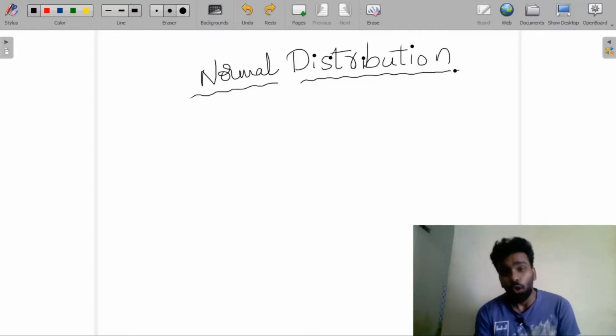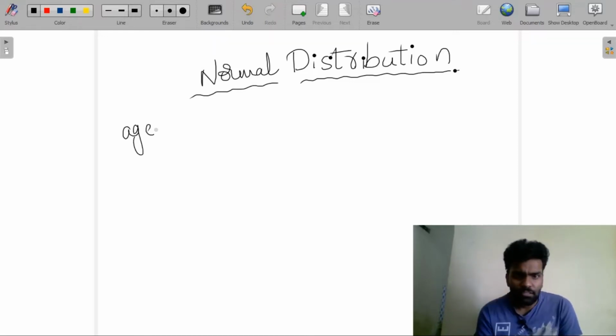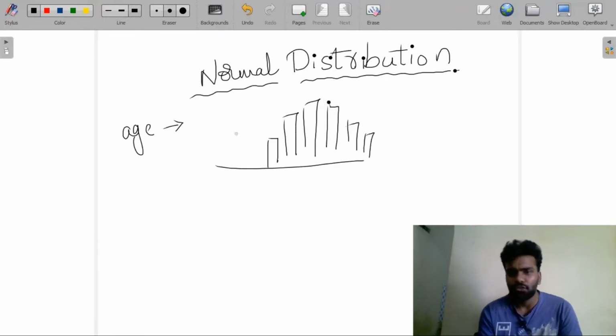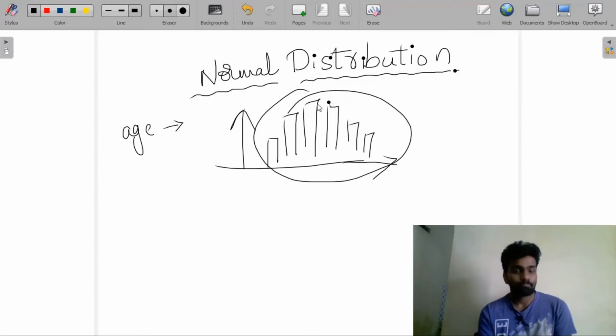So what is normal distribution, right? What is meant by distribution first? Distribution means it's a kind of plotting the data, right? For example, let's take the age variable. If you plot this age in the form of a histogram, this is distribution, right? Plotting the data in this form is called distribution.